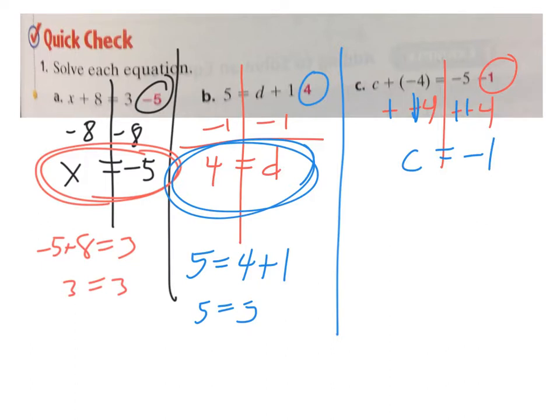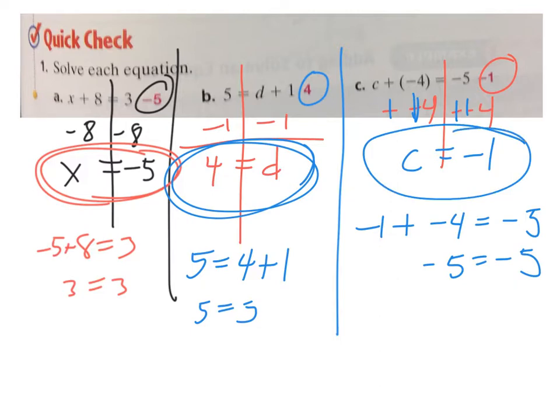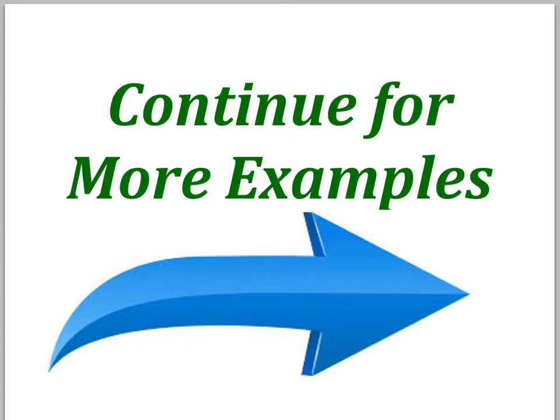And so we can go back and we're going to check that. We're going to say negative 1 plus negative 4 equals negative 5. And yep, that's true. Negative 5 does indeed equal negative 5. So my answer of C is negative 1 is correct. Again, got to show me all the work. I know right now it seems like why bother, but it will come in handy later. Trust me. And I'm going to be picky about it. So continue for more examples from me.